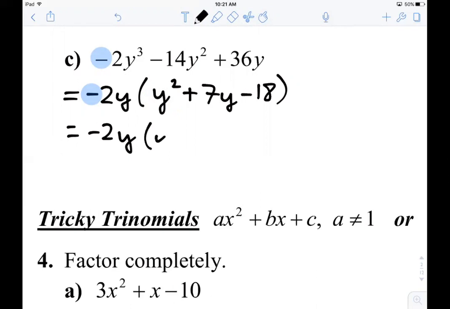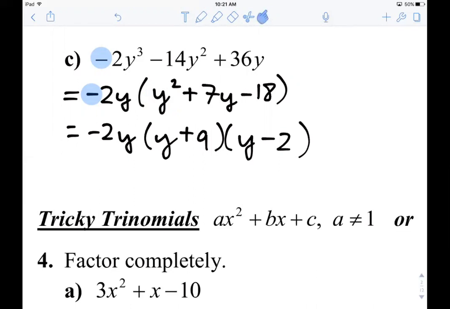And this is going to break down into y with something else, multiplied by y with something else. Two numbers that multiply to negative 18, but add up to positive 7. Well, positive 9 and minus 2 would work in that case.